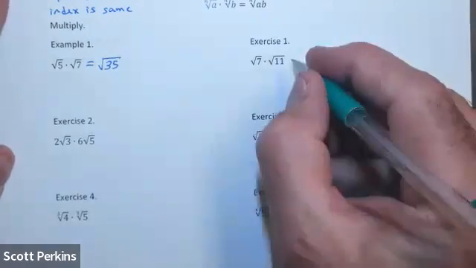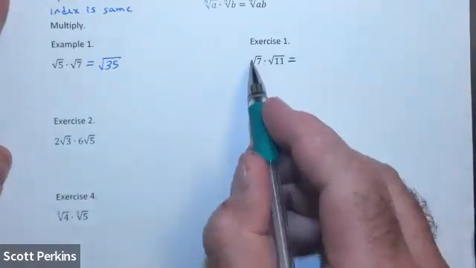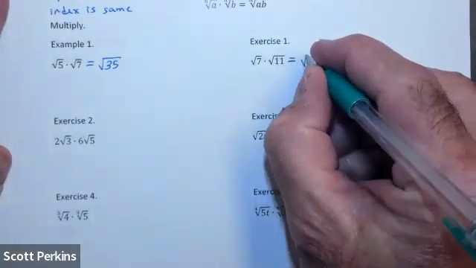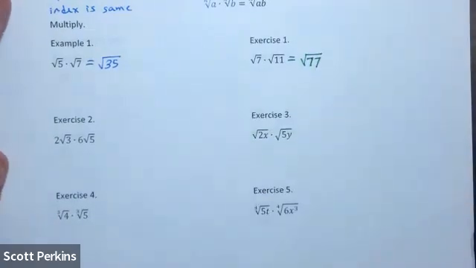All right, exercise 1, I've got the square root of 7 times the square root of 11. So what's going to be my result here? Perfect. Excellent. Well done. You have caught on to the product rule of radicals. Since the indexes are the same, that becomes the square root of 77. Fantastic. All right, exercise 2.